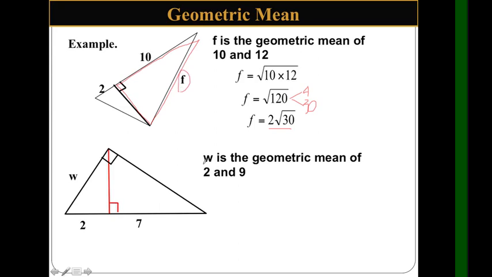For the value of w, okay, so 2 belongs to this triangle. So that's w equals square root of 2, and then the addition of the bases, which is 2 plus 7, which is 9. So we have this one. So 2 times 9 is 18, or just simply get the square root of 9, which is 3, and the square root of 2 is square root of 2. So we have 3 square root of 2 for this particular example.